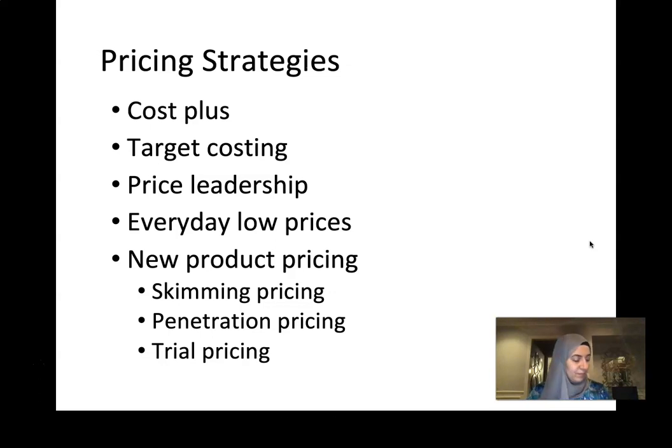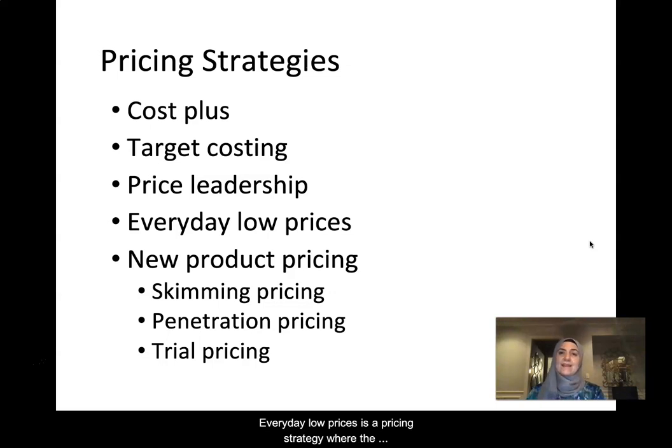With price leadership, I want to make sure that I am the person setting the price on the market. I want to make sure that I'm usually the lowest price on the market, and everyone else has to follow what I do.